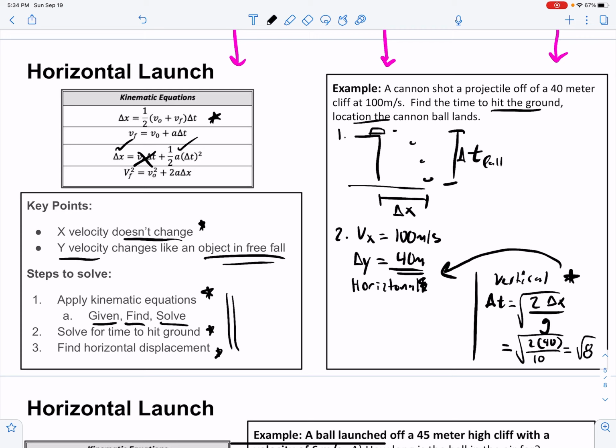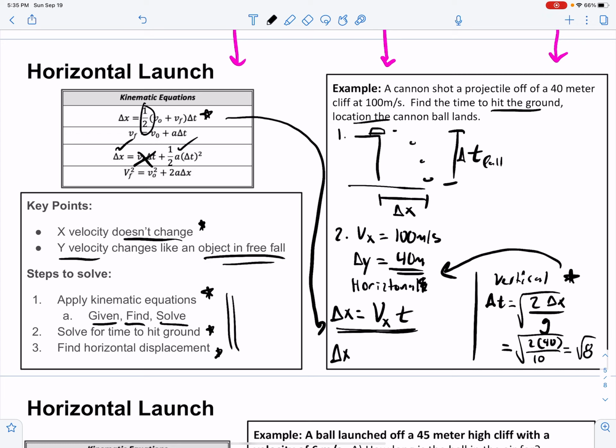Horizontal velocity is the same, so we're actually going to use a modified version of this. We're going to use delta x equals v x times t. So we can use this one. It's the same equation, because it's got the 1/2, it's the same equation as this. The addition of this 1/2 allows us to say that that's the case.